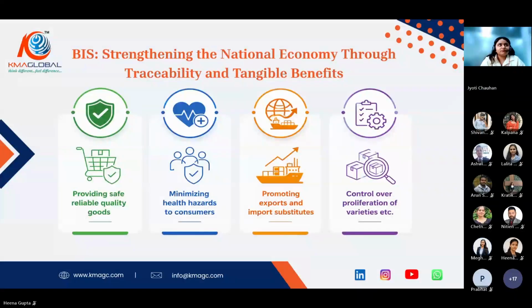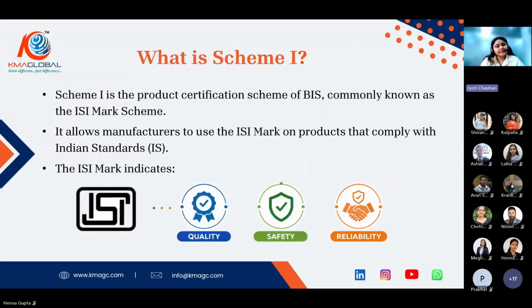Next, BIS operates different schemes depending on the type of product, and Scheme 1 is one of them. So, Scheme 1 is the product certification scheme of BIS, commonly known as the ISI Mark scheme. It allows manufacturers to use the ISI mark on the products that comply with the applicable Indian standard. So, the ISI mark indicates quality, safety, and reliability.